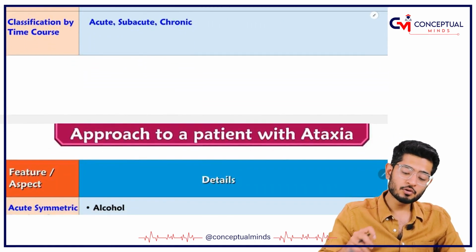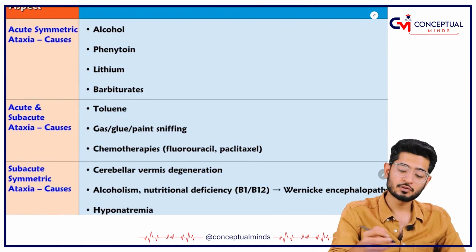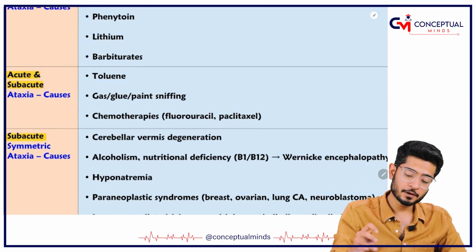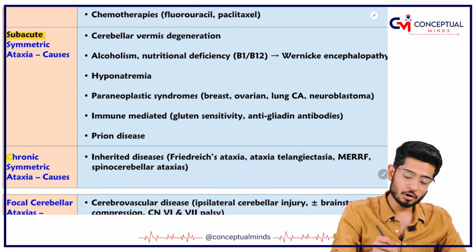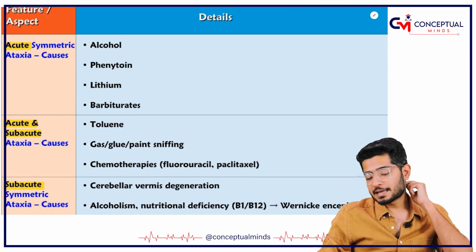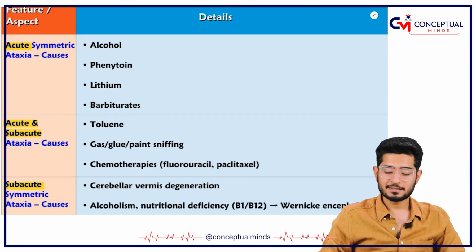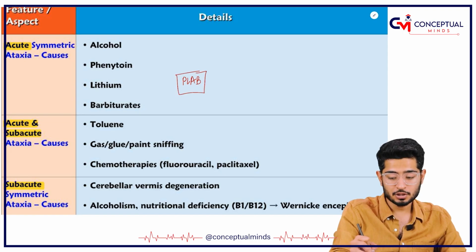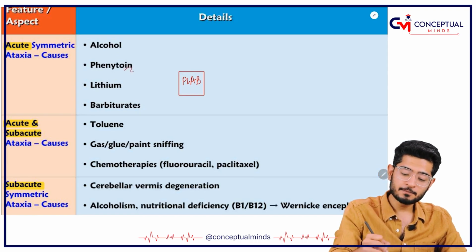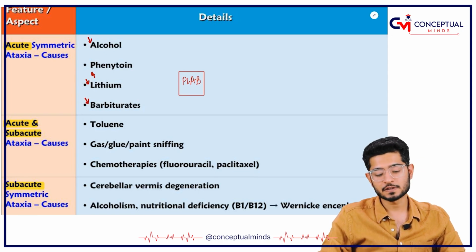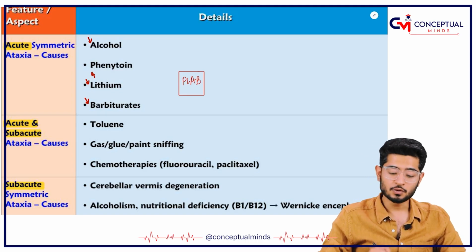Now by the time course, you can divide the ataxia into three parts: acute ataxia, subacute ataxia, and chronic ataxia. Okay, so these are the different things. So just remember this. For example, if it is happening because of consumption of any substance, okay, so PLAB is an exam which people give in order to get admission in UK. So what is PLAB mnemonic? P for phenytoin, L for lithium, A for alcohol, B for barbiturates. This is because of acute cause. Okay, this is the acute reasons.